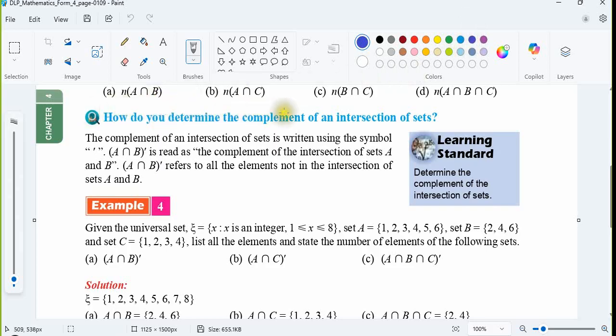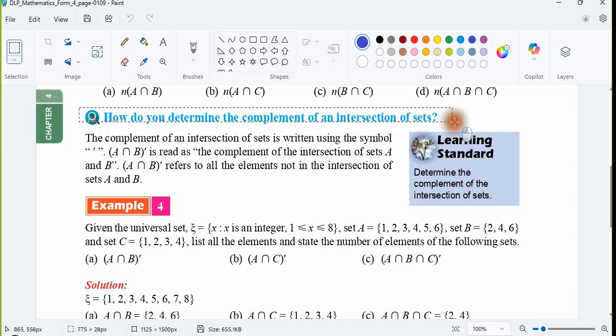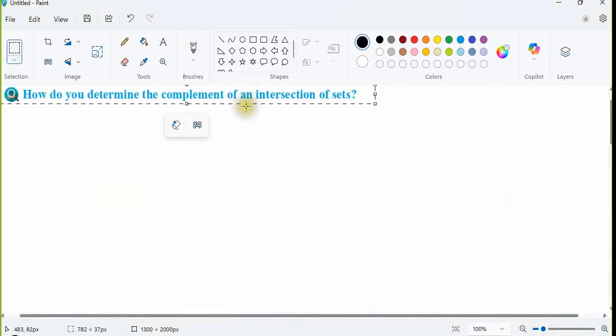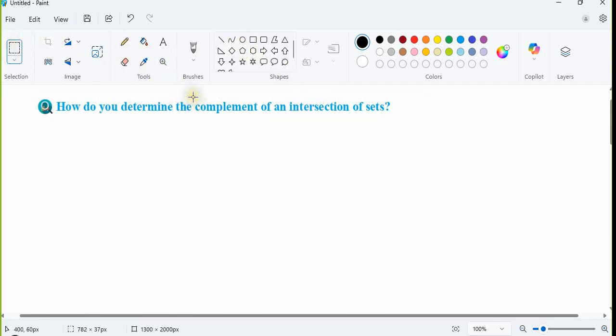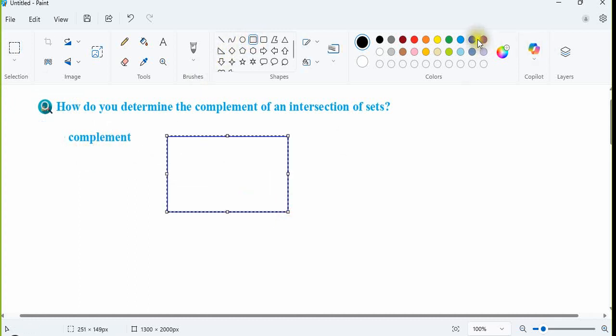How do you determine the complement of an intersection of set A? Okay, so complement. Before I continue with this part, we must know what the complement of a set is. Actually, we learned this in Form One.